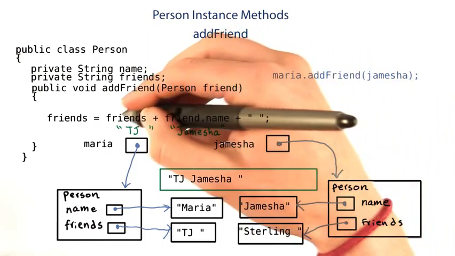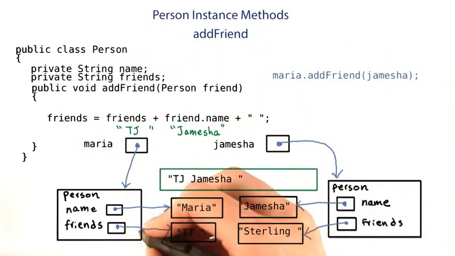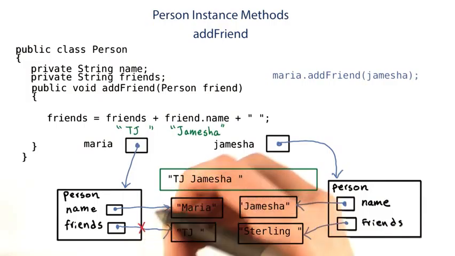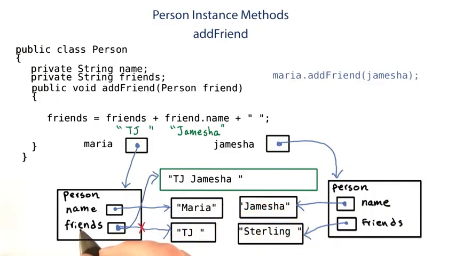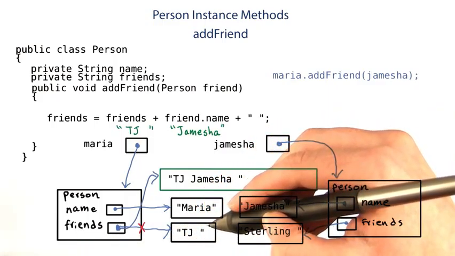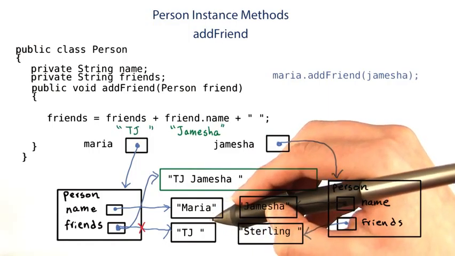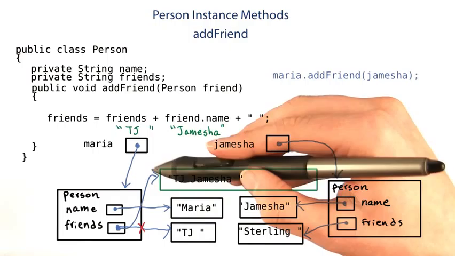Now the string created by this part will be assigned into the friends variable. So the old reference will go away, and a new one will be created. And now Jamisha appears in the friends of Maria. The old friends string that contained just TJ might still be around, and it hasn't changed, but the friends variable in the Maria object now contains a reference to a different string.